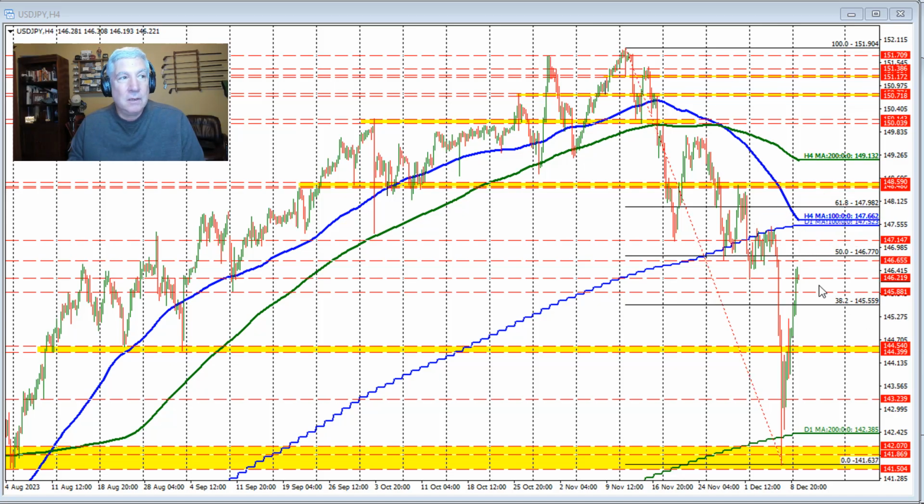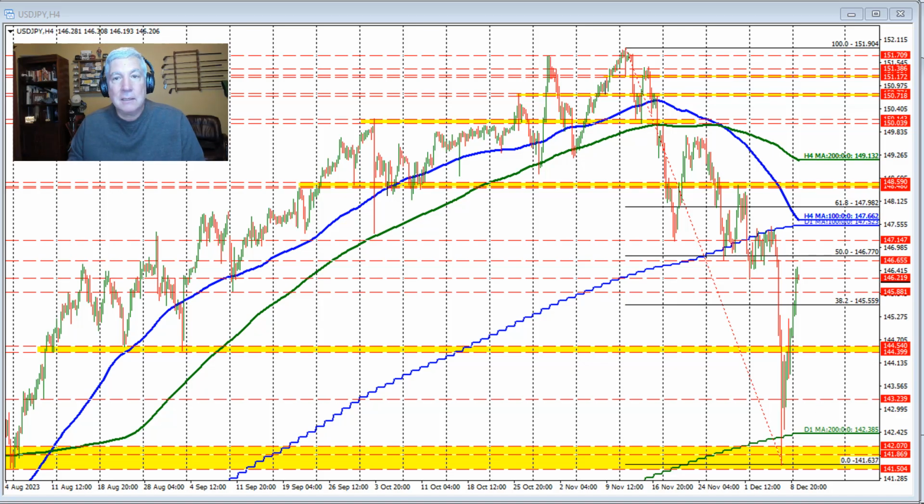Now, we aren't near that level. We still need to get above the 50% retracement and then above those moving averages. So if the price were to move back below the 38.2% retracement of this move to the downside at 145.56, then that would be more bearish, and we'd expect further probing to the downside, maybe toward this swing area right through here around the 144.40 to 54 level.